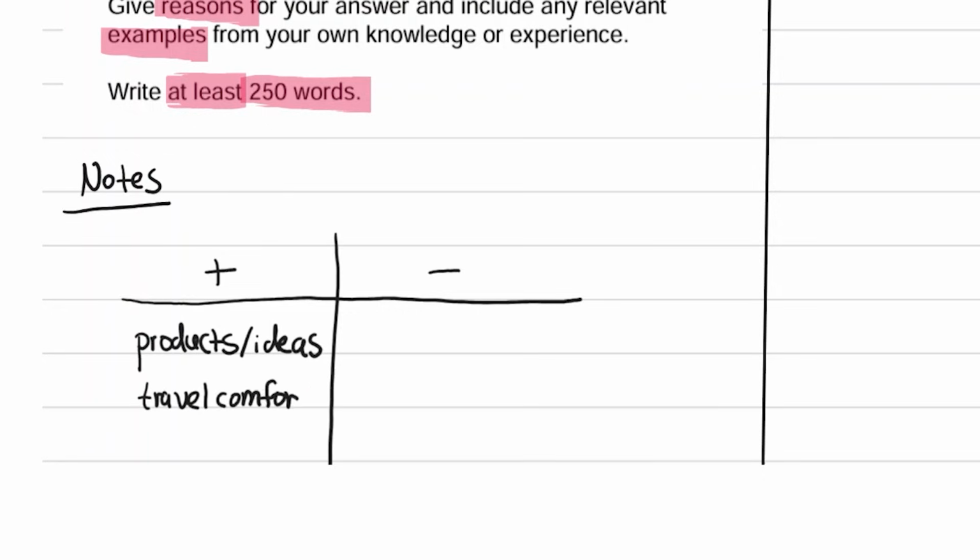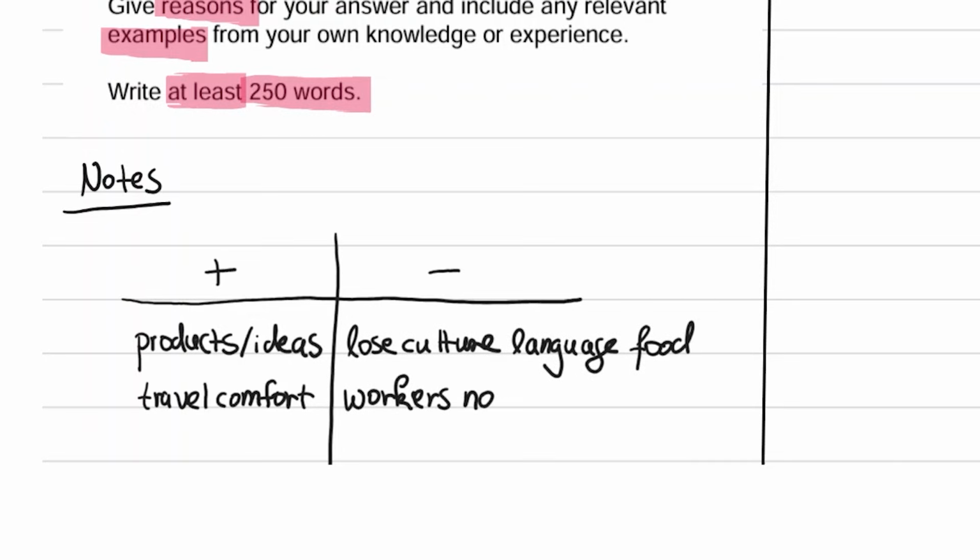Now, let's quickly jot down a few disadvantages. One disadvantage of globalization is that countries may lose their culture, language, and food. Another disadvantage is that people can lose their jobs because projects may be moved to other places where they can be done more cheaply. So I write workers no jobs. You see that I don't worry about full sentences. I just put down enough to remember what I want to write.